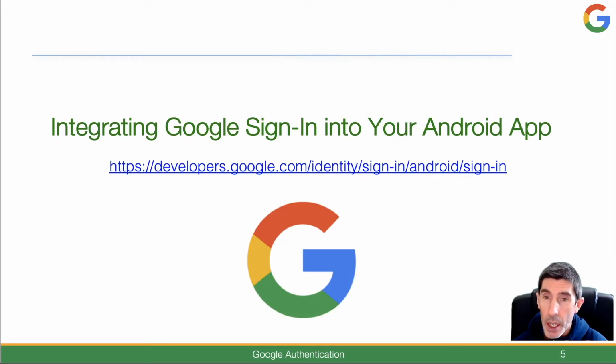Okay, so there's that link again. This is on the developer docs themselves. There's a link to it up online, integrating Google Sign-In into your Android app. There's a couple of different ways to do it, different navigation paths on the docs themselves. I've picked a particular one, which I think is the most straightforward one.